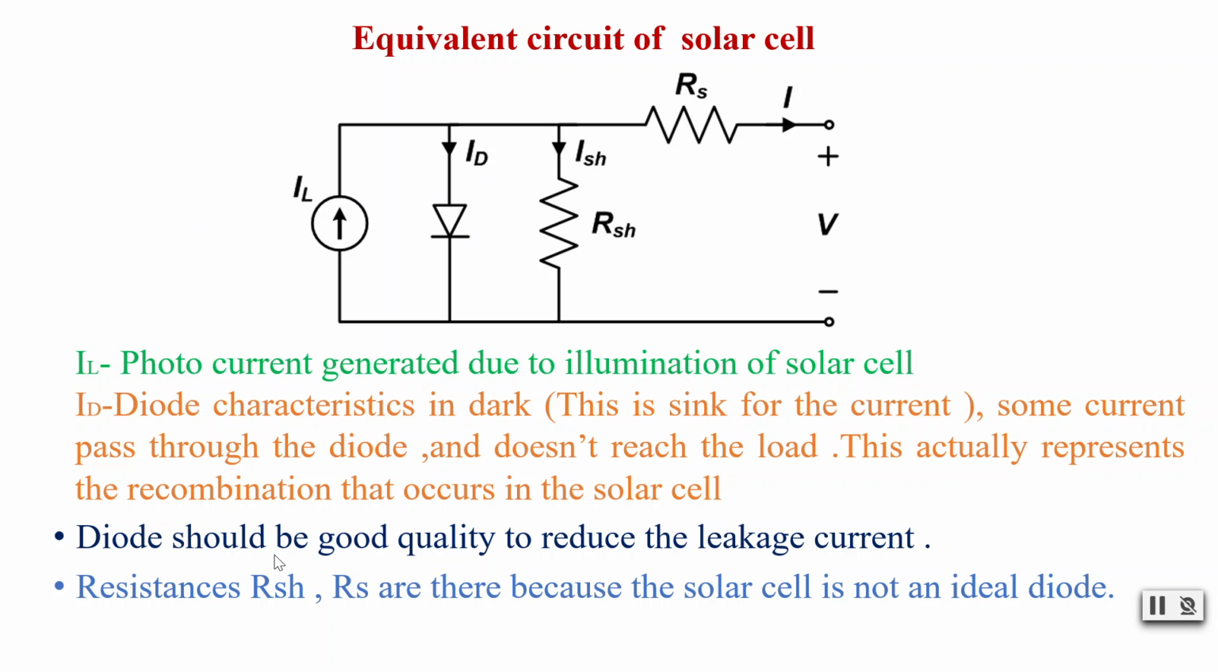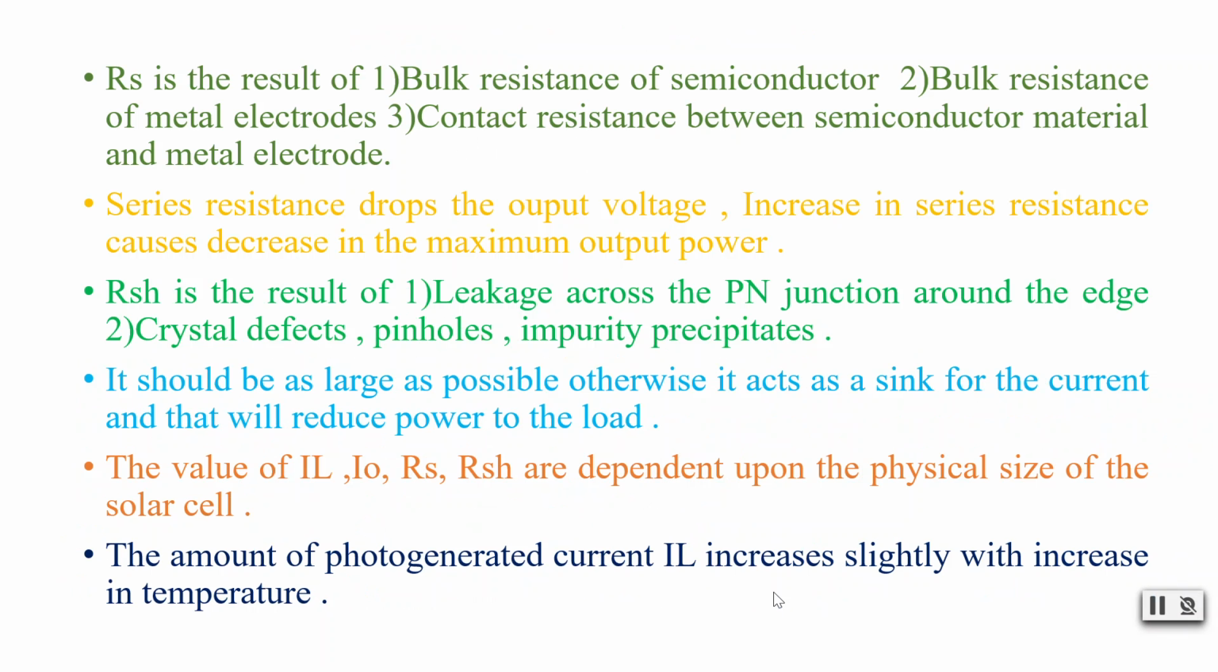So the diode should be of good quality to reduce this leakage current, and hence next we have two resistances, RSH and RS. These are there because the solar cell is not an ideal diode. So we have RSH and RS which represent the corresponding resistances. RS is due to the bulk resistance of the semiconductor. The semiconductor material which we use for the PN junction has a resistance, and next we have the bulk resistance of metal electrodes.